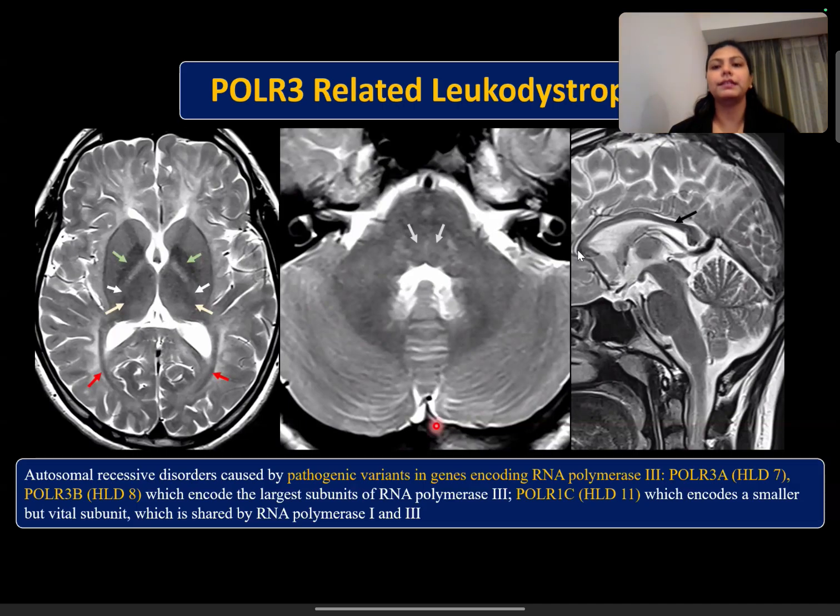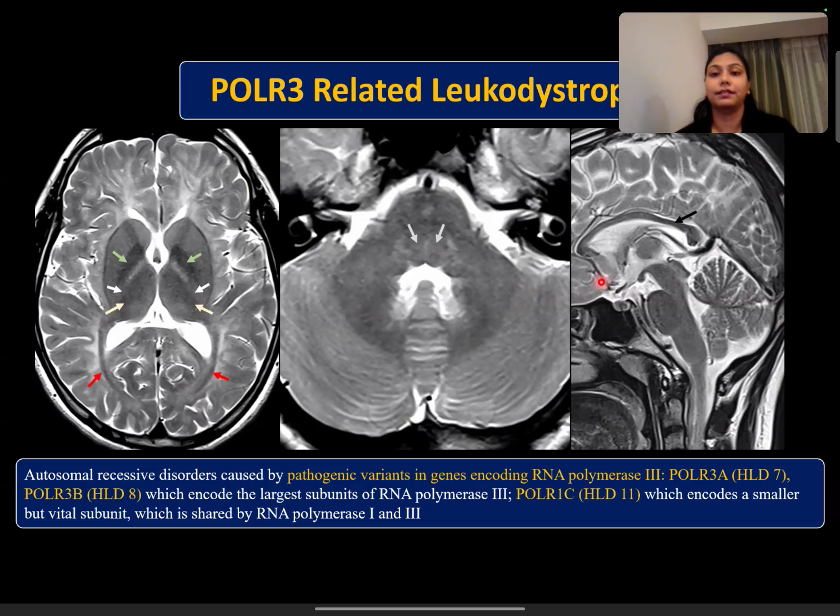So what do we see on MR? You have to remember that we see diffuse hypomyelination. But first of all, if we get the clinical clue, whenever we are thinking in terms of hypomyelination with those clinical clues, we are more likely to be sure that it is POLR3-related leukodystrophy: the clinical clues of hypodontia and hypogonadotropic hypogonadism.